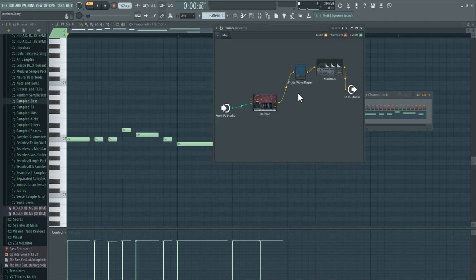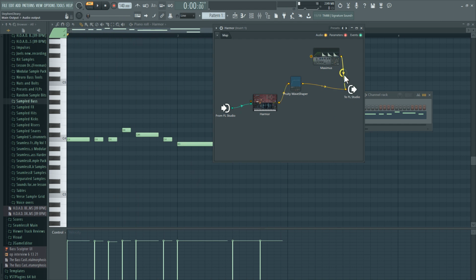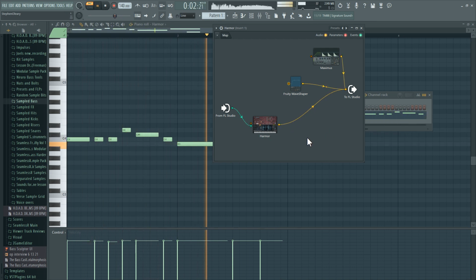Actually, let's just do this one at a time. Here's what it sounds like all together. Here's what's just the distortion. Pretty rad. Here's what's just the compressor. Practically the same signal. Let's observe the distortion's effect.